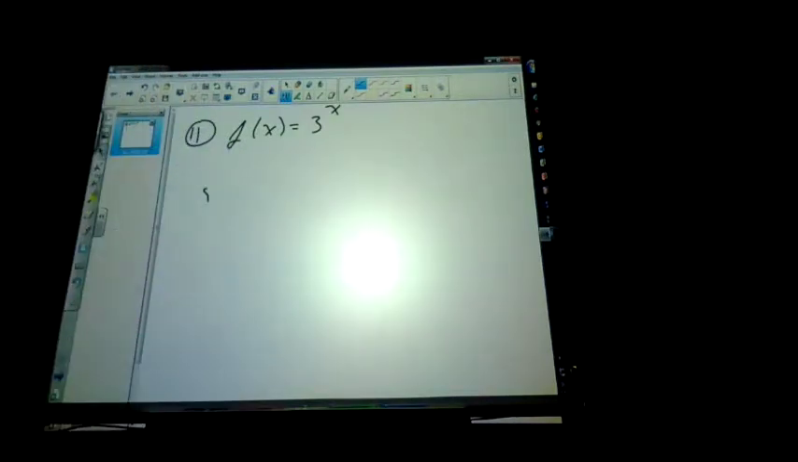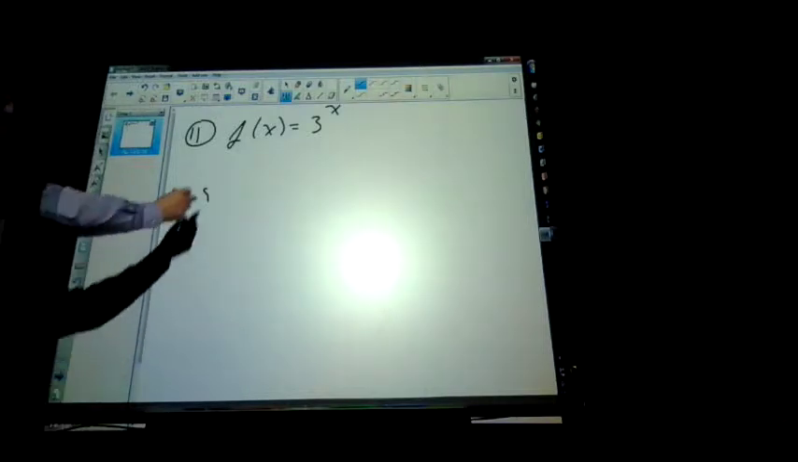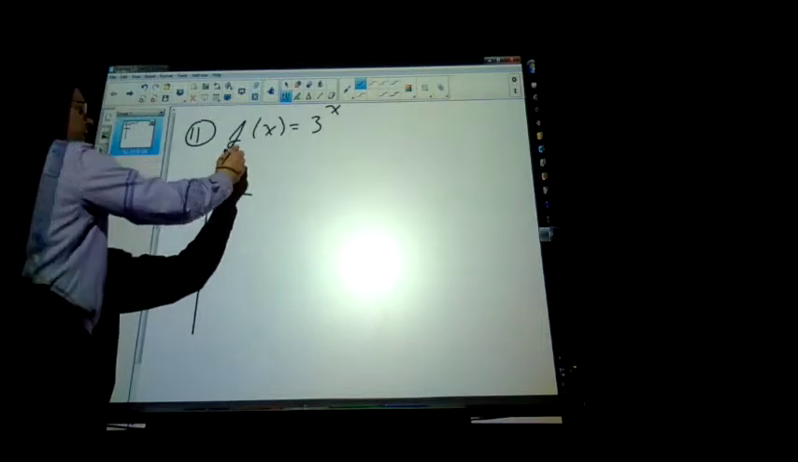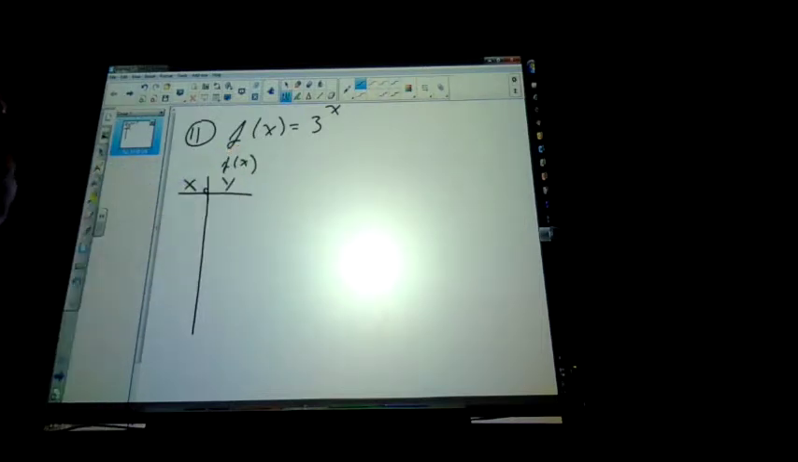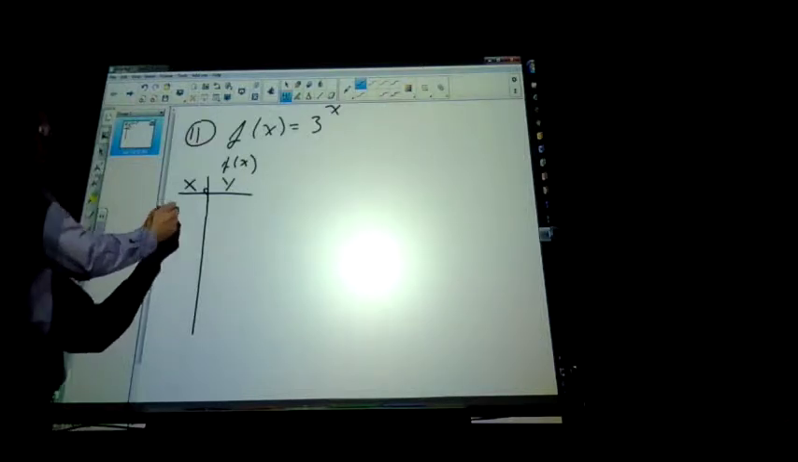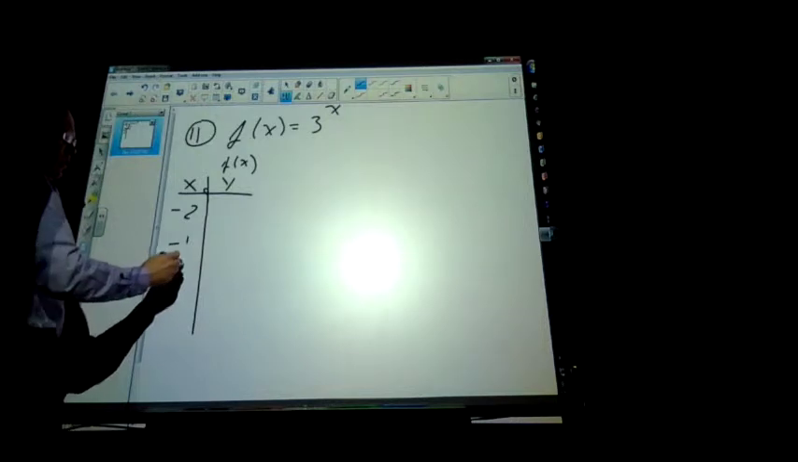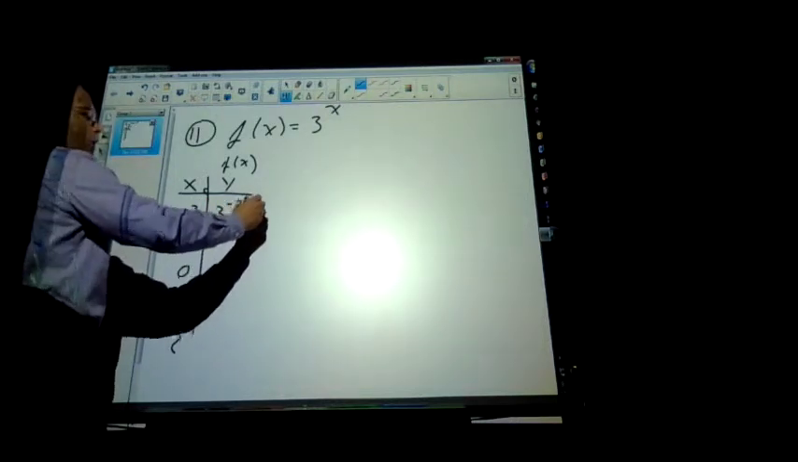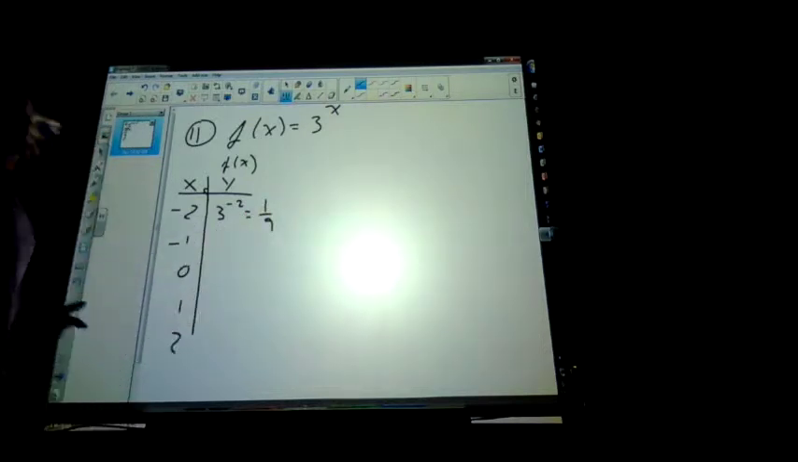So I'm going to graph just by hand because I think pushing buttons on the calculator is easy enough to do. So I have x, y. Obviously, the y is the function at x value. Can I plug negative values into an exponential function? Yeah. So my go-to is going to be negative 2, negative 1, 0, 1, and 2. So this becomes 3 to the negative 2, which is 1 over 9, because it becomes 1 over 3 squared, which becomes 1 over 9.